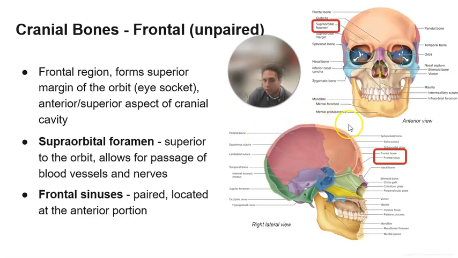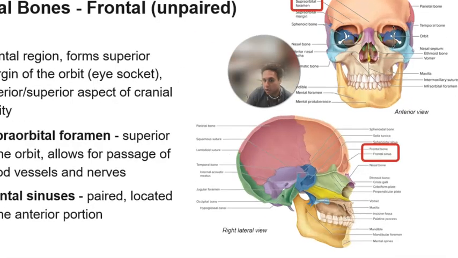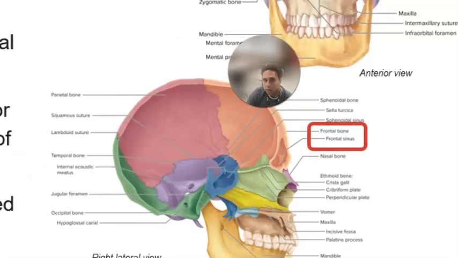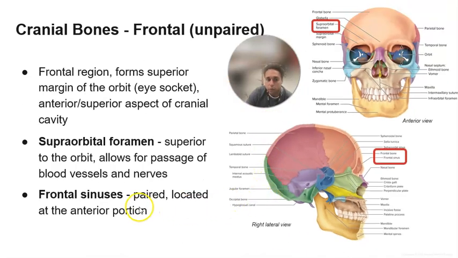And then we also have the frontal sinuses. A sinus is basically a cavity full of air. Over here, this would be your frontal sinus in your frontal bone, which is again filled with air. So we have two of the supraorbital foramen. We have two of the frontal sinuses, one here, one on the other side. So those are paired, and those are located on the anterior portion.